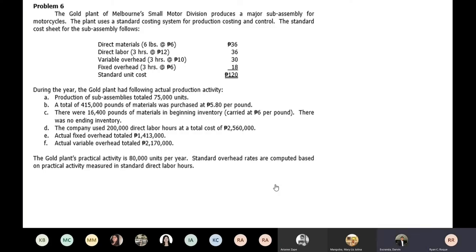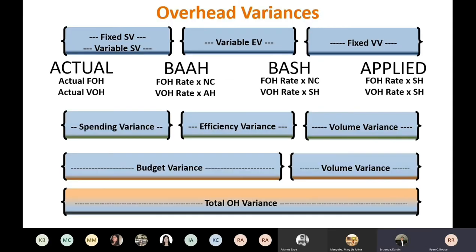variable spending variance? So what do you compare? Actual, applied, actual BASH applied. Dalawa lang ang pipiliin natin. So, let's go back sa diagram. Okay. Sige, Darwin, ako muna. Okay, ayan.